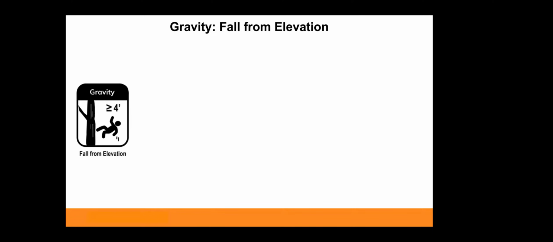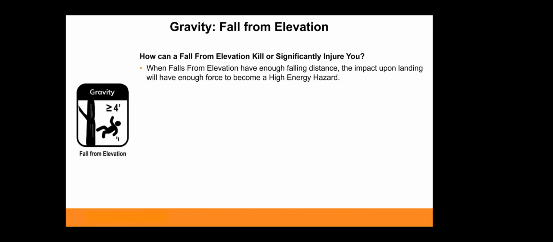The second Arborist high energy icon is gravity, fall from elevation. When falls from elevation have enough falling distance, the impact upon landing will have enough force to become a high energy hazard. If a person falls with enough force, the impact will kill or significantly injure them.